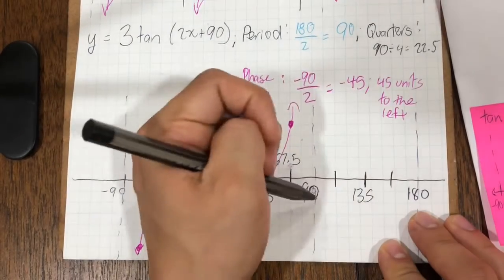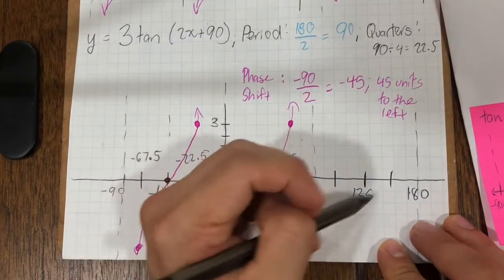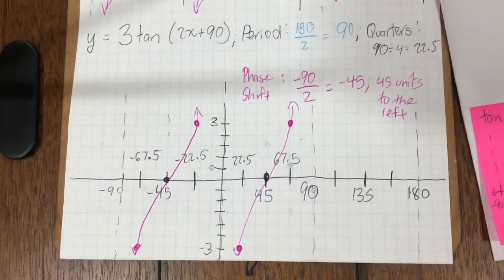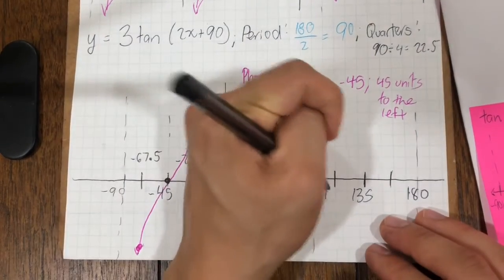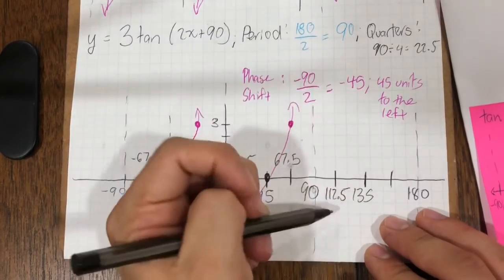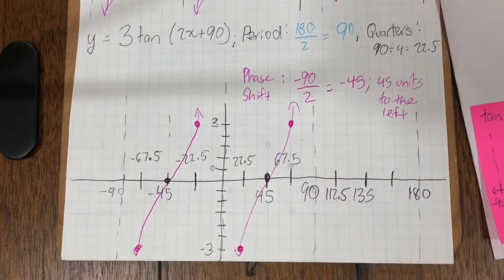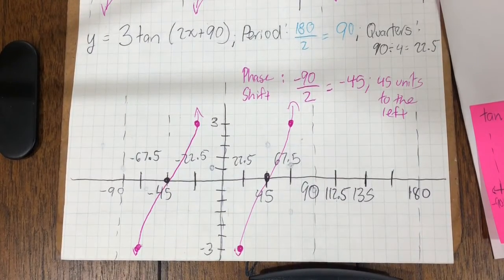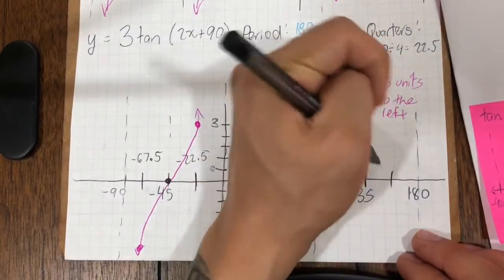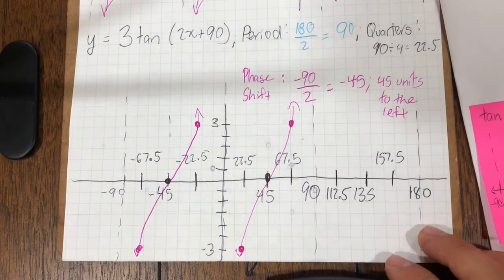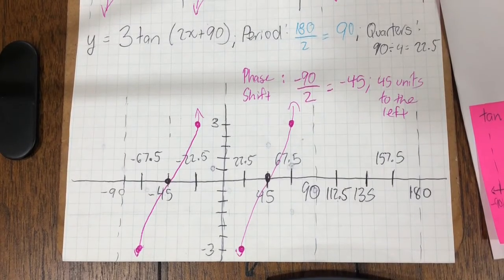And to figure out those numbers, I'm gonna take each x value and add it to 22.5. So if I take 90 and add it to 22.5, I get 112.5. Then from here we go to 135. And then if I add 135 to 22.5, that's gonna give me 157.5. All right, so far so good. And then I stop at the asymptote.